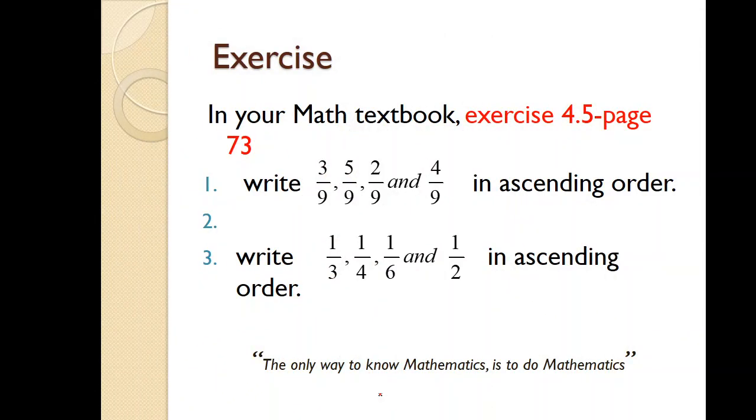And here is your exercise for today. In your textbook, page 73, number 1, you just have to write these fractions in ascending order. Then number 3, we don't have number 2. Number 3, you write these, these are unit fractions now. Again, you are ordering them in ascending order.